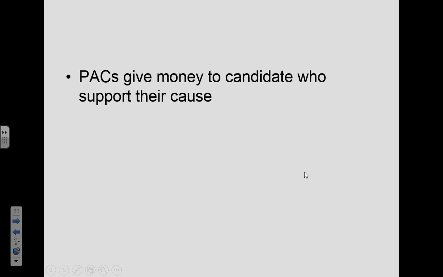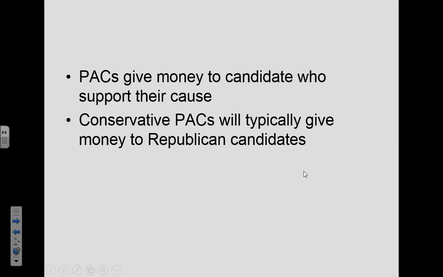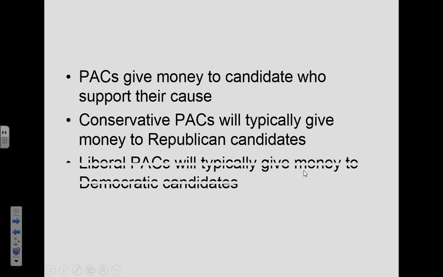PACs give a lot of money to candidates who support their cause. And we also know that they are often ideological, meaning that conservative PACs will typically give money to Republican candidates because Republicans are more conservative. Liberal PACs will typically give money to Democratic candidates because Democrats are more liberal. So not only can we look at PACs, we can get some idea if that PAC has a conservative view or a liberal view just by looking at who they give money to.